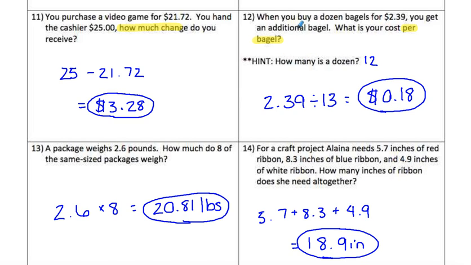Now for this one, you need to be careful because it said when you buy a dozen, well, a dozen is 12, and you get an additional bagel. So that really they're buying 13 bagels and not 12. Okay, so that's where that one could get tricky.